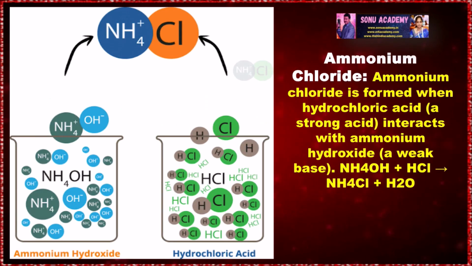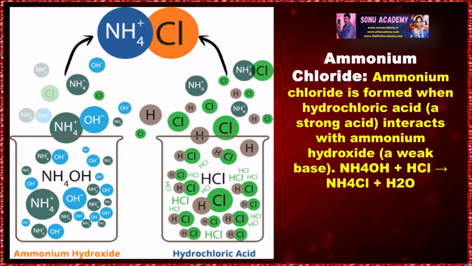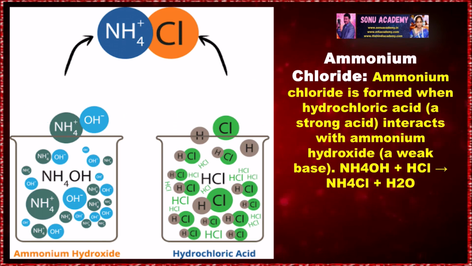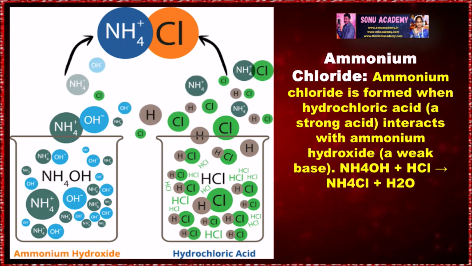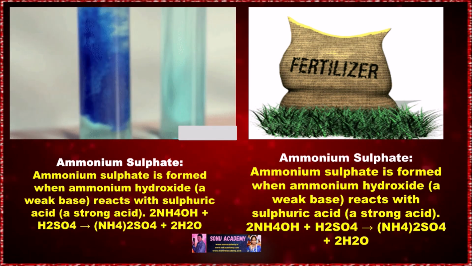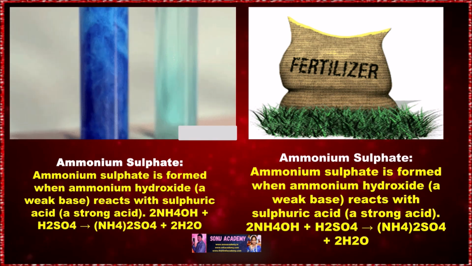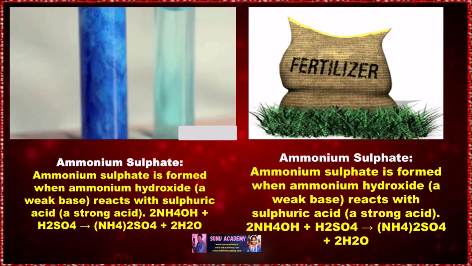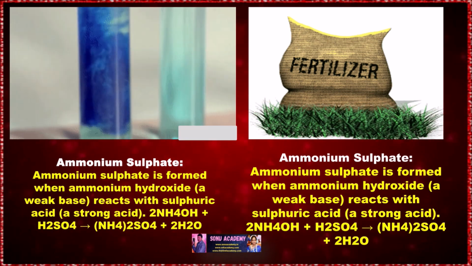Ammonium chloride. Ammonium chloride is formed when hydrochloric acid, a strong acid, interacts with ammonium hydroxide, a weak base, that is, NH4OH plus HCl gives NH4Cl plus H2O. Ammonium sulfate. Ammonium sulfate is formed when ammonium hydroxide, a weak base, reacts with sulfuric acid, a strong acid.